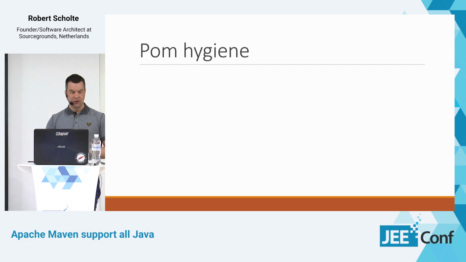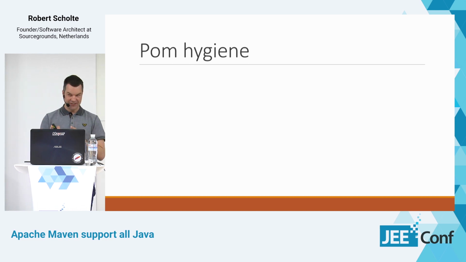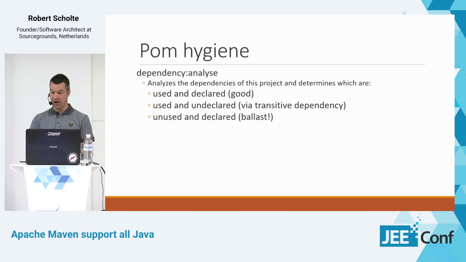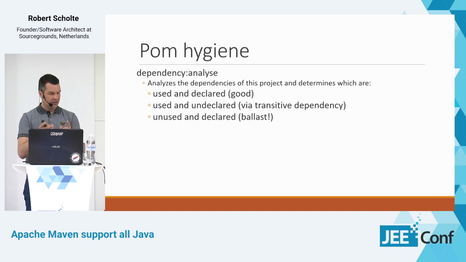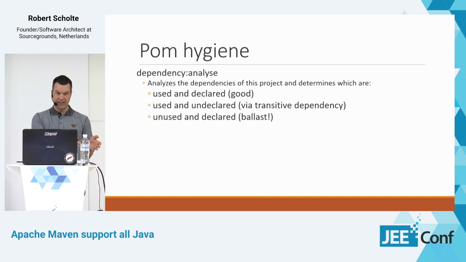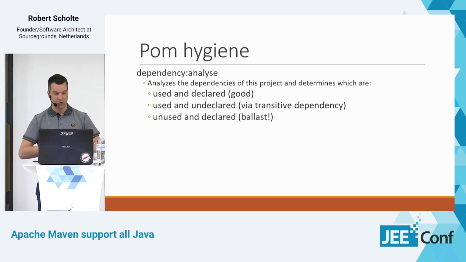There's also another part. Who's running the dependency analyze goal every now and then? Perfect. So what does this do? This one shows you a list of dependencies, and it can figure out if your dependencies are used and declared, which is good, used and undeclared. So this is not really that good because these are probably transitive dependencies. But the last one is a problem. These are the unused but declared dependencies. So for some reason, you probably added it in the past, you forgot to remove it, you don't use that code anymore. So it's just there for no reason anymore.